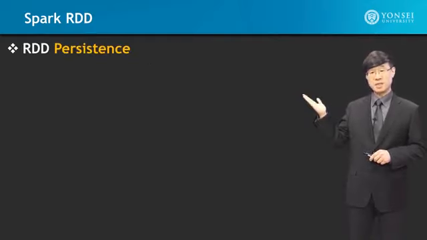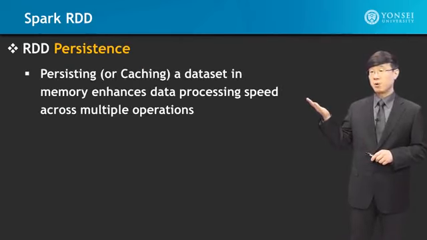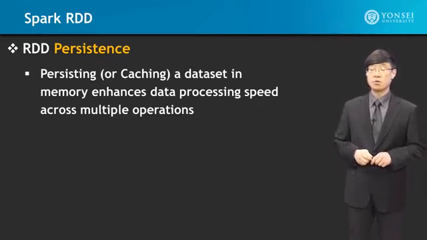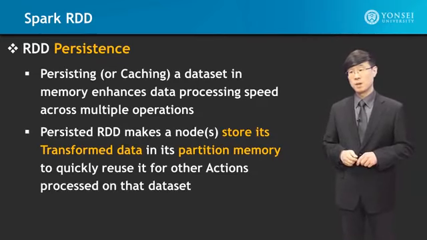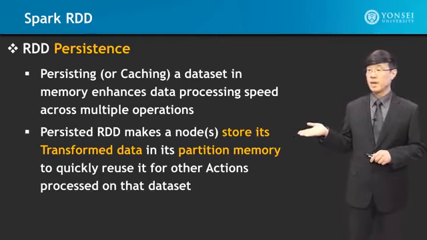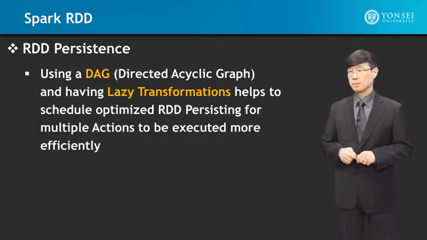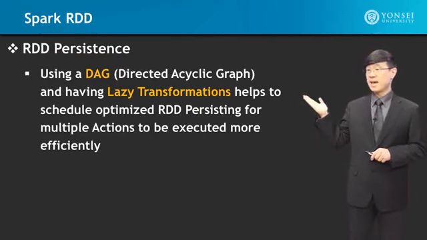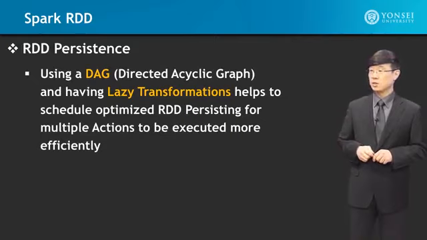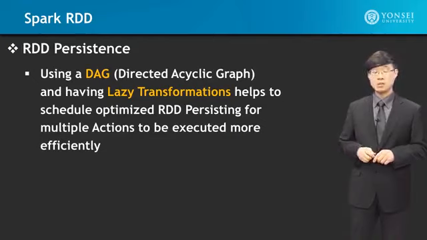Then we look into persistence. Persisting a data set in memory enhances the data processing speed across multiple operations. A persisted RDD makes a node store its transformed data in its partitioned memory to quickly reuse it for other actions processed on the dataset, and we've already looked into this in an example before. RDD persistence uses a DAG and lazy transformations to help schedule optimized RDD persisting for multiple actions to be executed.